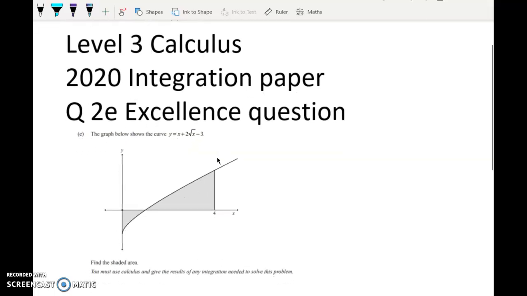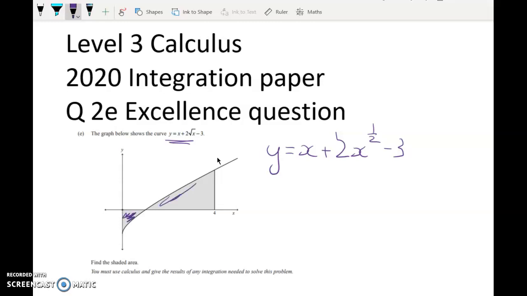I really like this question because it tests whether you understand the difference between the area under a curve and the integral in the same limits. So what we've got here is a curve, and the curve is quite an easy one. The curve is y equals x plus 2x to the half minus 3. So we know that's going to be easy to integrate. And we can see that this bit here is below the curve, and this bit here is above the curve. We have to find the shaded area.